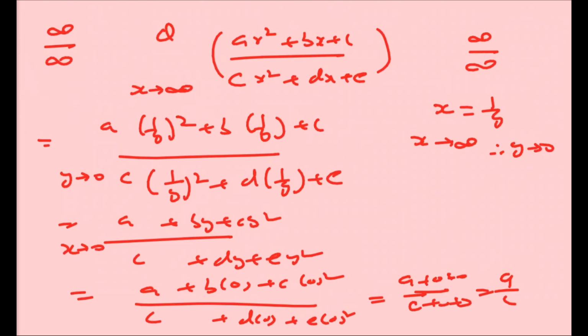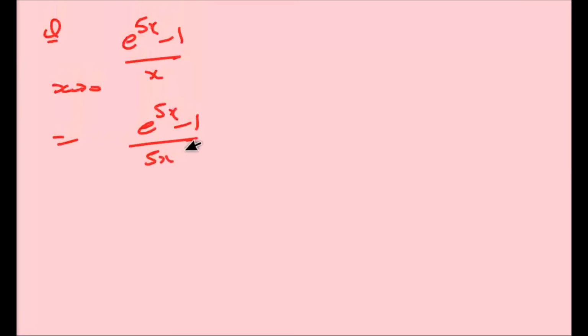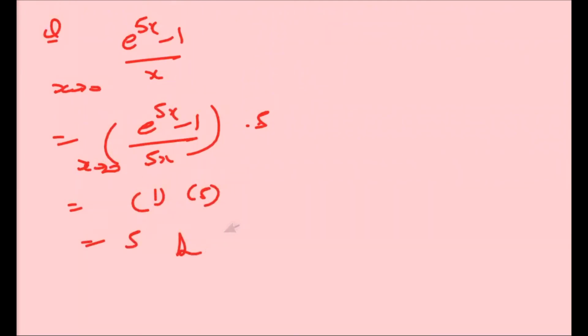Okay, now next question, e to the power 5x minus 1 upon x. Now we know the formula of e to the power x, so we can write here e to the power 5x minus 1 upon 5x, x tends towards 0, multiplied by 5, compensating for this. Now it is 1, so we can write the answer is 5. Okay, this way you can use the formula.